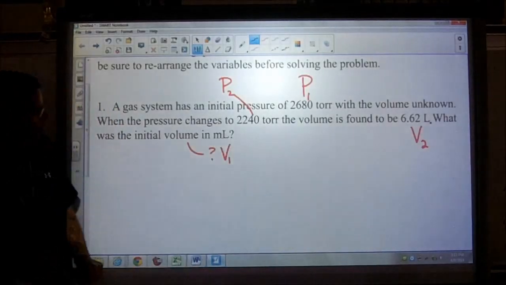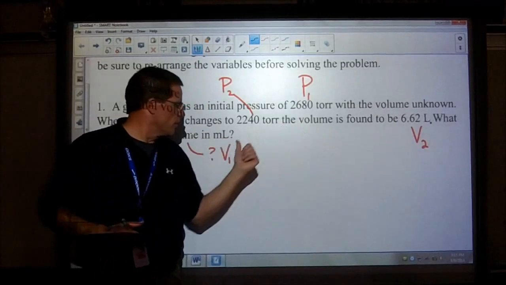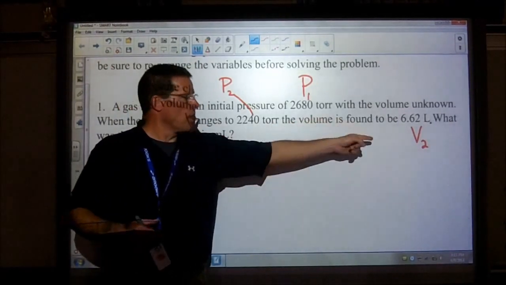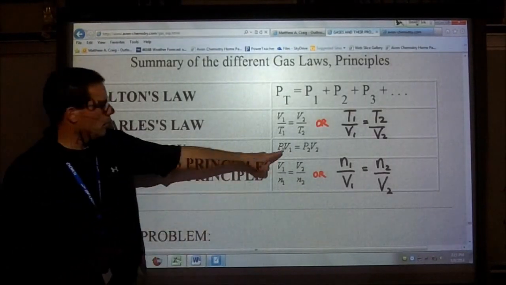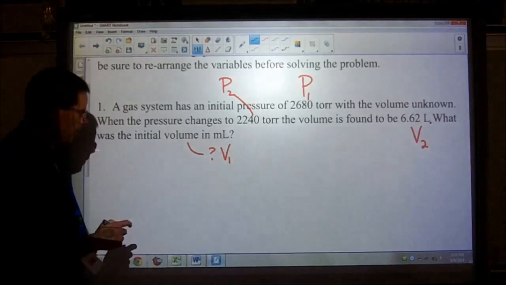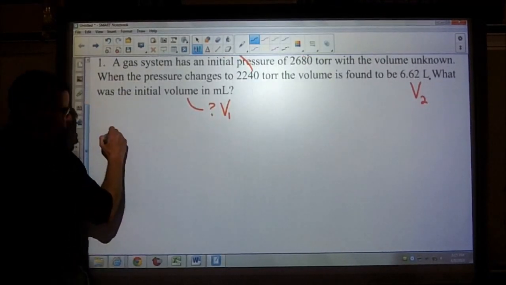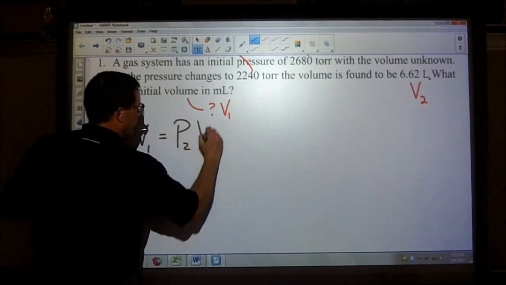So looking back at the problem, we have a starting pressure and a final pressure. We have an initial volume that we're solving for, and a final volume. So the expression that we'll use is this one. It's a Boyle's law equation. So let's go ahead and write that down. We know that we'll be using P1 V1 is equal to P2 V2.